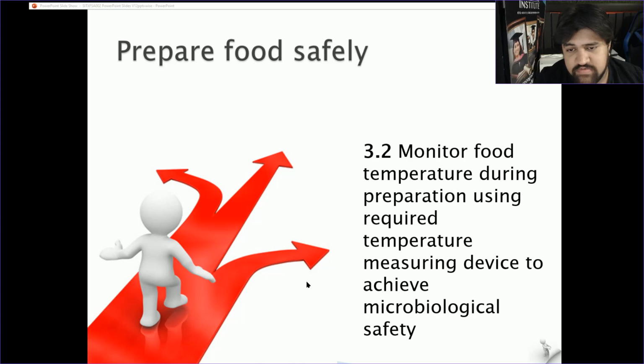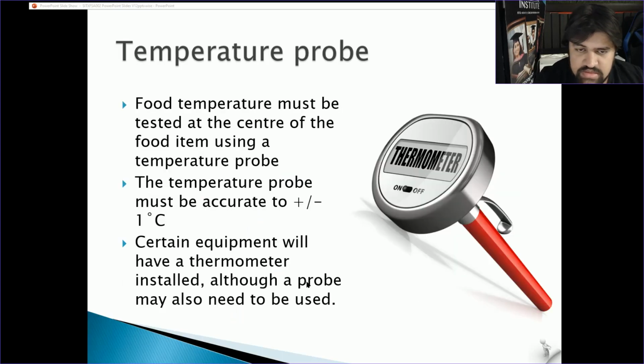3.2. Monitoring food temperature during preparation using required temperature measuring device to achieve microbiological safety. So, temperature probes. Food temperature must be tested at the center of the food item using a temperature probe. The temperature probe must be accurate to plus minus 1 degree Celsius.